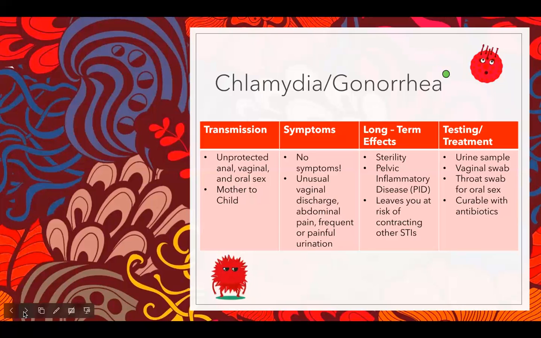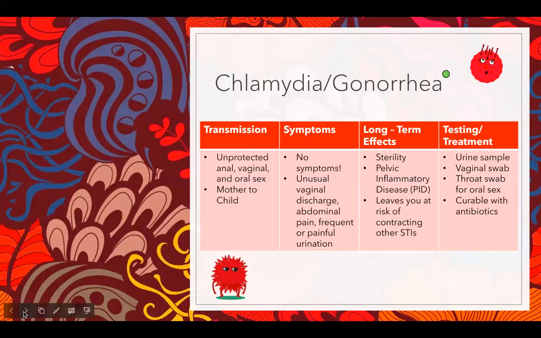Long-term effects. If you do not go get tested and say you don't show any symptoms for a really long time, throughout that time that you are not having symptoms on the outside, you are still damaging your body internally. So if you leave that untreated and you don't get the right medication, long-term effects of chlamydia and gonorrhea can lead to sterility, meaning that you cannot bear or have children. Pelvic inflammatory disease, also known as PID, which is when the pelvic organs kind of stick to the walls of your body, and it's very uncomfortable and painful. And it also leaves you at risk of contracting other STIs because your body openings are very susceptible to contracting other STIs.